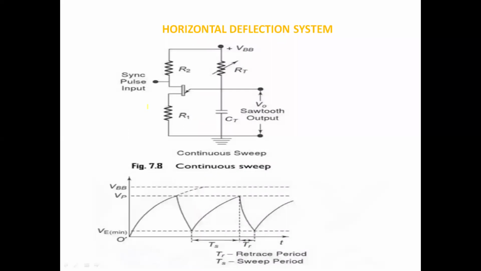Next, coming to the horizontal deflection system, I already told you it is the combination of the horizontal amplifier as well as the time-base generator. The time-base generator is also called a sweep generator, and the function of the sweep generator is to generate a sawtooth waveform.